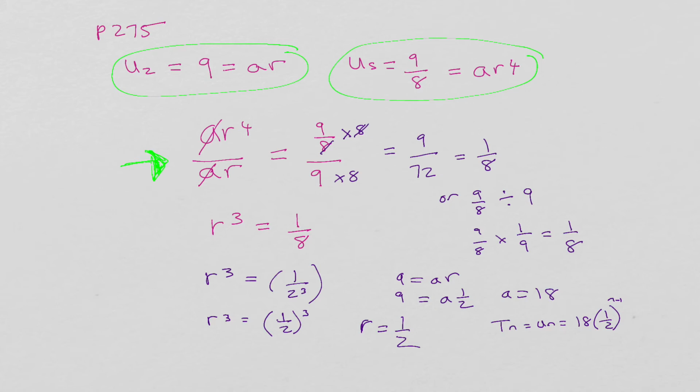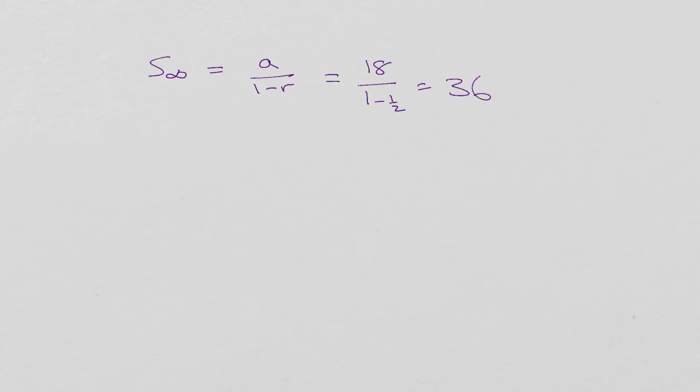Then you need to make r in terms of the same exponent. So if r cubed is 1/8, then you're going to have to think of something cubed. So it's going to have to be 1/2. Once you've got that, you've got r, which is a half. You've got the first term by substituting back into one of our two equations. So 9 is equal to AR. Substitute back in. A is 18. And there's the sequence. Once you've got the sequence, then the sum to infinity should be really easy. Just plonk those things in. There's your sum to infinity.